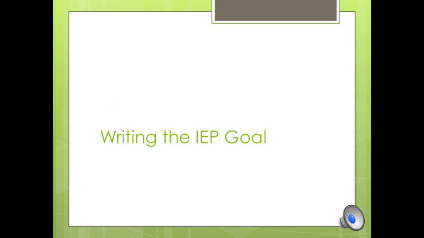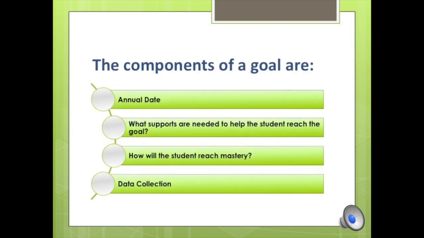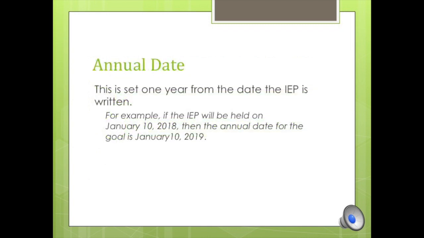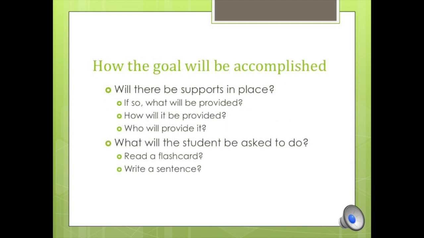Okay, let's talk about writing the IEP goal. The 4 components you need to write an IEP goal are 1. Your annual date, 2. What supports are needed to help the student reach the goal, 3. How will the student reach mastery, and 4. Data collection. The annual date is easy. This is set 1 year from the date the IEP is being written. So if you're going to have the IEP on January 10th, 2018, then the annual date for the goal is January 10th, 2019.